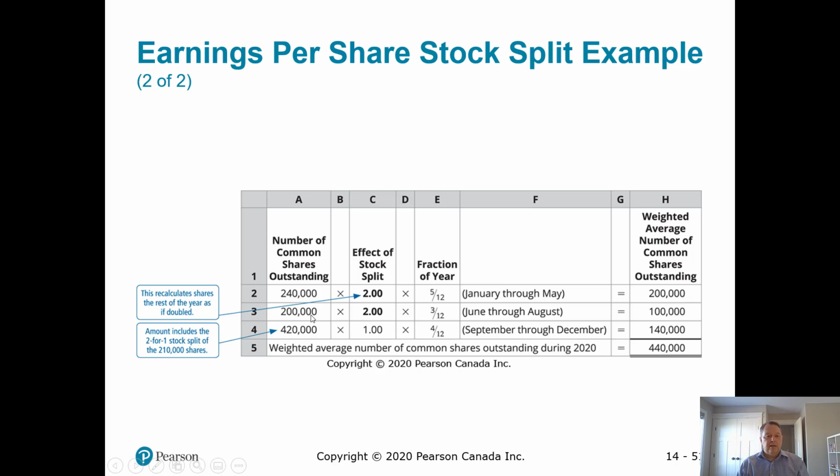The second part here, again, we just calculate 200,000 times, again, the effect of the stock split, 2 times 3 months of 12, 100,000. And then this number will include the stock split. So in other words, we had 210 shares, we double them, so we end up with 420. We've already got the effect of the stock split in this number right here, times 4 months, 140. So the average number of shares outstanding for the year, 440,000.